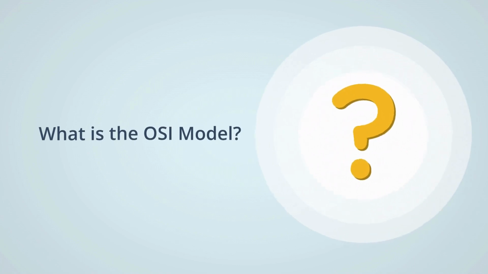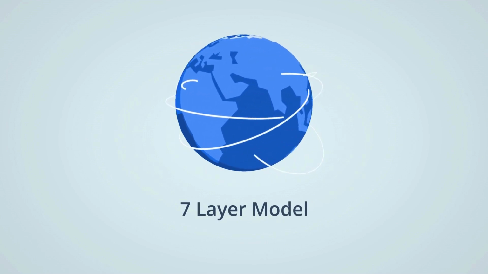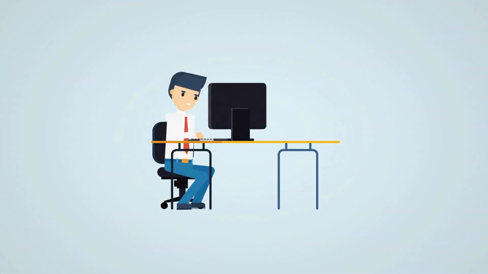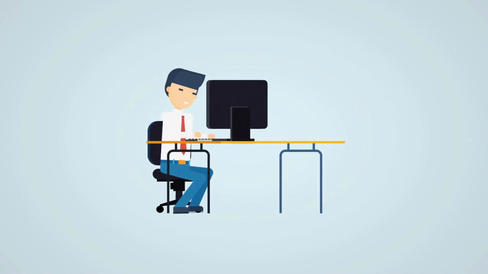What is the OSI model? So, what exactly is the OSI model? It's a 7-layer conceptual model that helps different systems communicate over a network. Think of it as the ultimate recipe for interoperability, like making sure your cake doesn't collapse before it's even frosted.